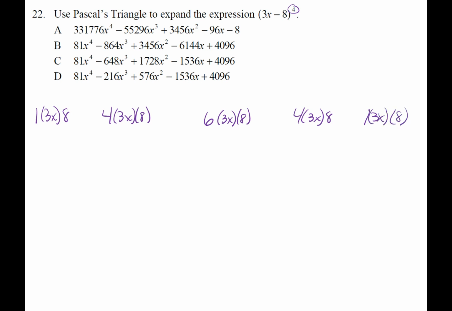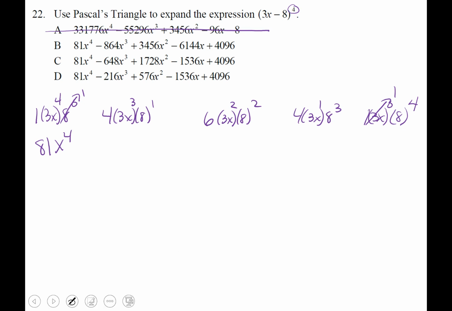Okay, and then I'm going to count down 4, 3, 2, 1, 0. And I'm going to count down from the 8 on this end, 4, 3, 2, 1, 0. Anything to the 0 power we know is 1, so those ones go away. Okay, 3 to the 4th is 81, x to the 4th. So I'd immediately get rid of a. Then we've got 3 cubed is 27. So I've got 4 times 27 times 8 is 864.